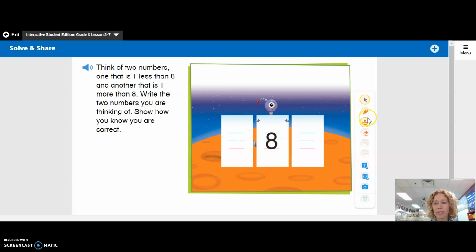So this is what we're going to do. We're going to get some counters out, okay? And we're going to make 8 here. So count with me. 1, 2, 3, 4, 5, 6, 7, 8. All right, so I have 8 here. Now let's count them. 1, 2, 3, 4, 5, 6, 7, 8.